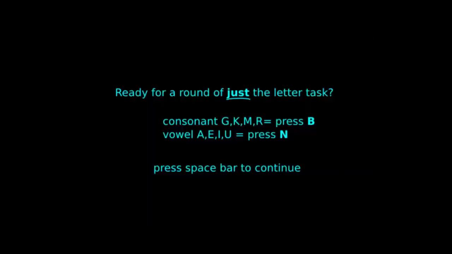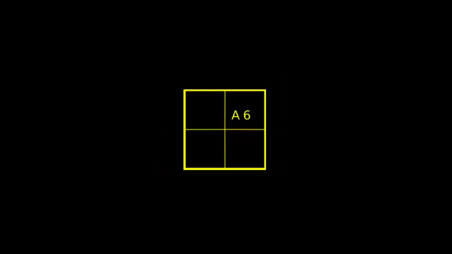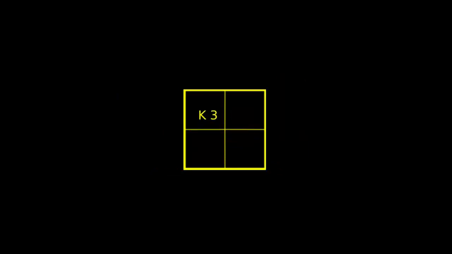Let's just do the letter task first. So you'll be looking at the top of the screen. Consonants are J, K, M, and R. Press B. Your vowels are A, E, I, U. Press N. I'm speeding this up for your endurance. Oh man, I suck. Still going.